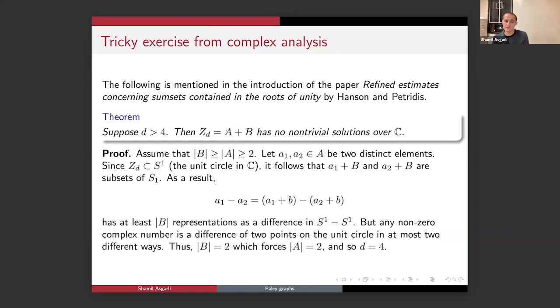How could you have sets of size 2 and size 2 adding together? Then we can conclude that D must in fact be 4, which is a contradiction because I'm assuming D is at least 4. D is bigger than 4. So this is the proof of this very nice result that kind of follows from the geometry of the complex plane. Okay.